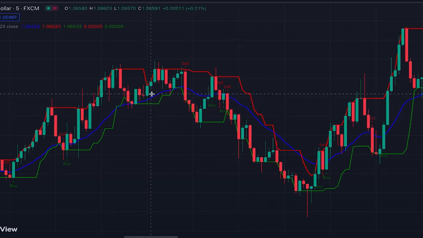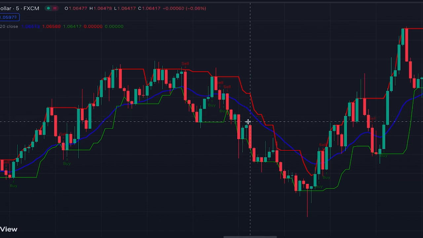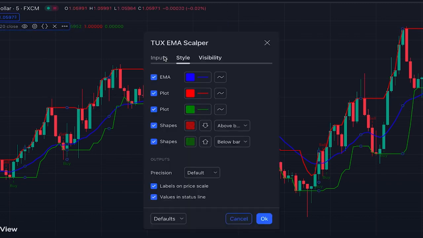This blue line is an exponential moving average with length of 20 by default, and when the price crosses the EMA and it's in an uptrend, it shows a buy signal, and when it's in a downtrend, it shows a sell signal. Not all of these buy sell signals are worth trading, and you can see that we have many false signals because this is in a very short-term view and all these noises are playing in this indicator. You can increase the length of EMA here in the inputs tab.